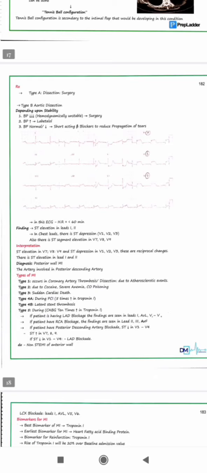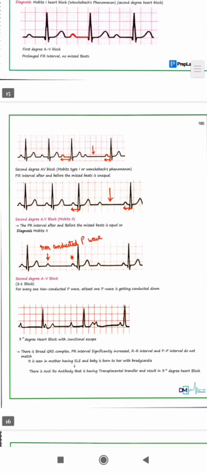Now we go for the findings we're going to find in the ECG, that is, ST elevation in leads 1 and 2. In the chest leads, there is going to be ST depression also. Now the interpretation is basically done. Now we're going to diagnose a posterior wall MI. There are several types of MI, which are 1, 2, 3, 4A, 4B and 5, which we're going to discuss later on. Now there are biomarkers for MI.